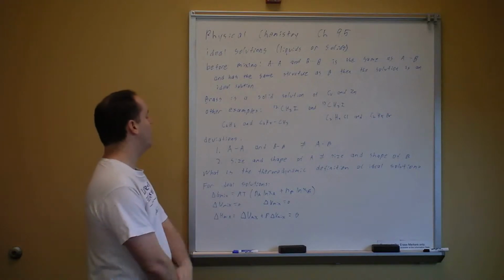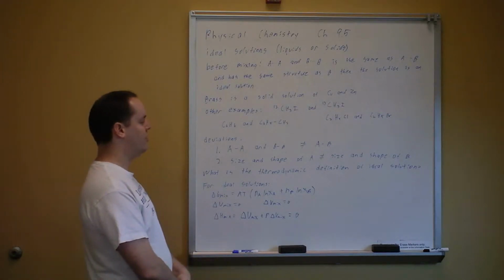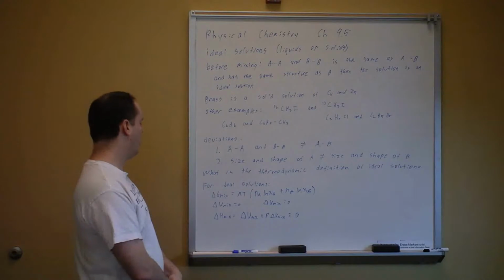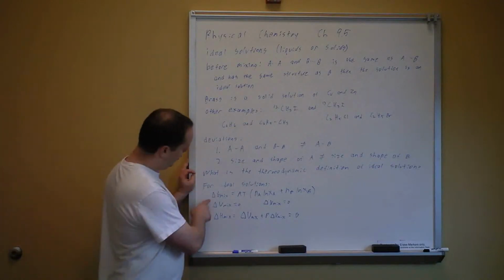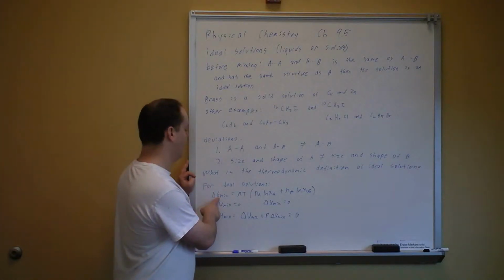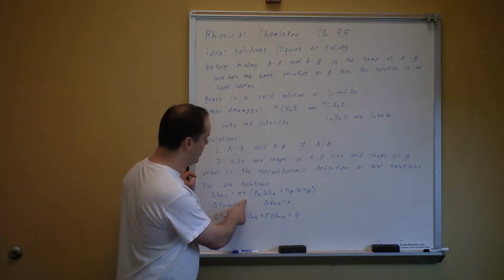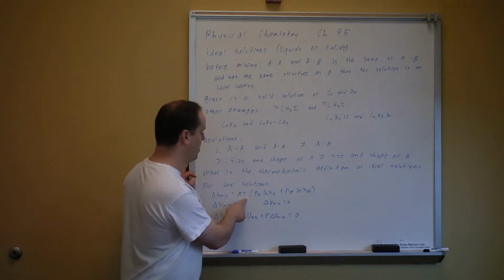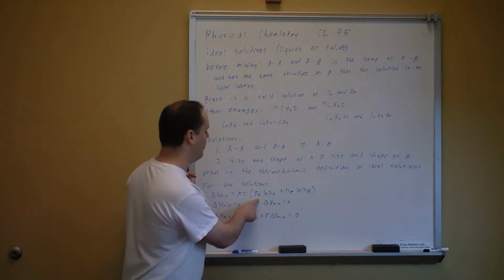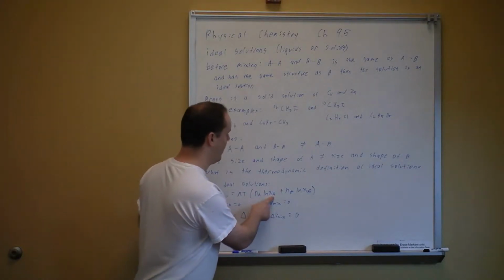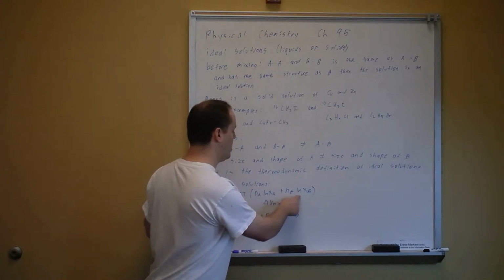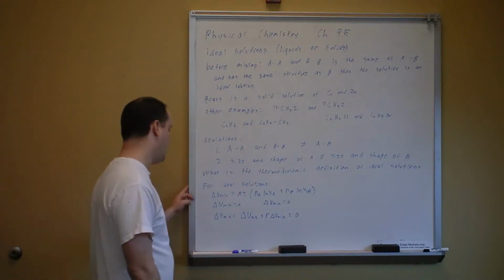Now let's talk about what is the thermodynamic definition of an ideal solution. Well, for an ideal solution, one, we know that the change in Gibbs free energy of mixing is just going to be equal to RT, remember that's the gas constant and the absolute temperature, times the number of moles of A times the natural log of the mole fraction of A, plus the number of moles of B times the natural log of the mole fraction of B.